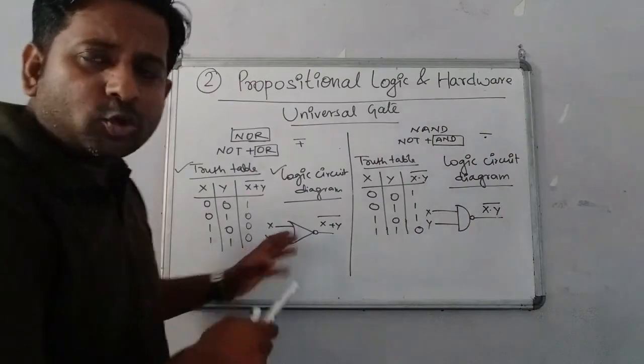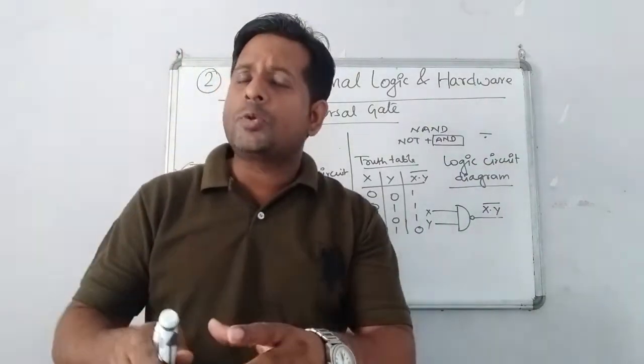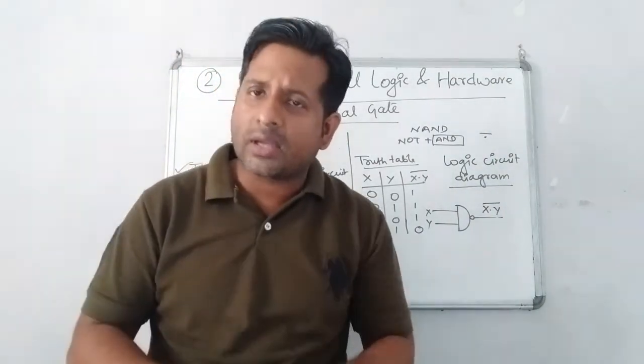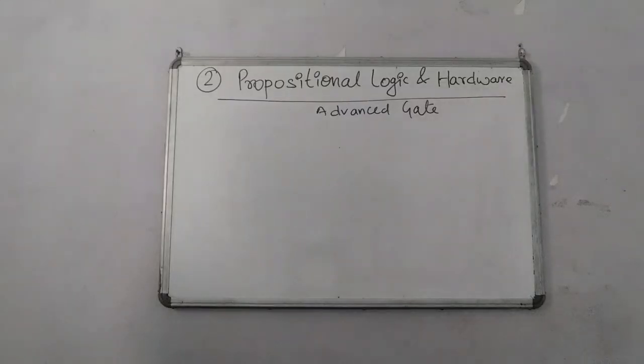So you people have understood now this one. Now let us move to the next topic, that is advanced gate. So you can see children, now we'll move toward universal gate. Oh sorry, advanced gate. After universal gate, the next part is advanced gate.